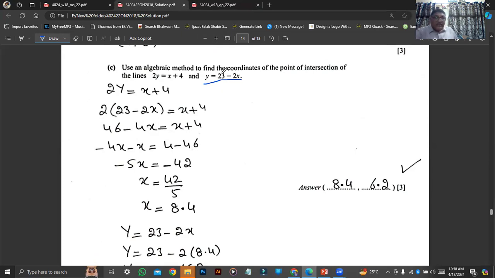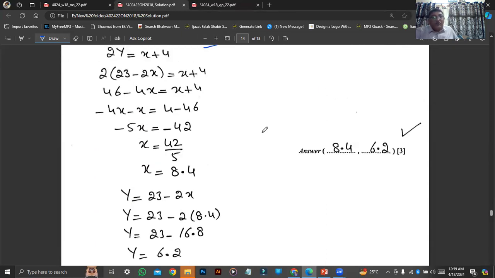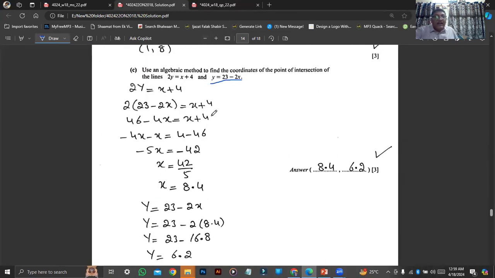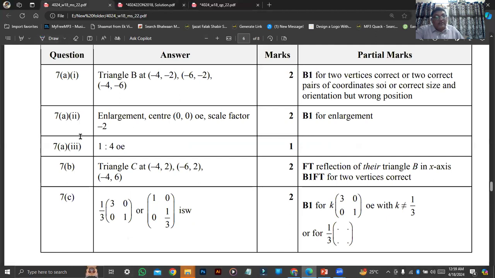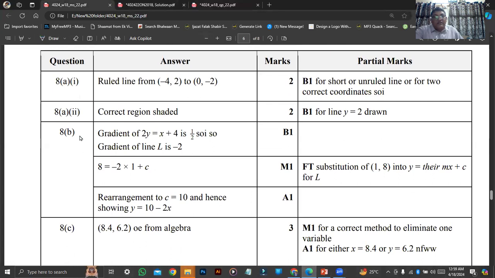Now in this equation, in the place of x, I will substitute 8.4. So you will have y equals 23 minus 2x. So y equals 23 minus 2 into 8.4. So y equals 23 minus 16.8. So that will be 6.2. So the value of x is 8.4, and the value of y is 6.2. So 8.4 and 6.2 are the coordinates of that point. So let me check where that is. Here we have, yeah, 8.4.